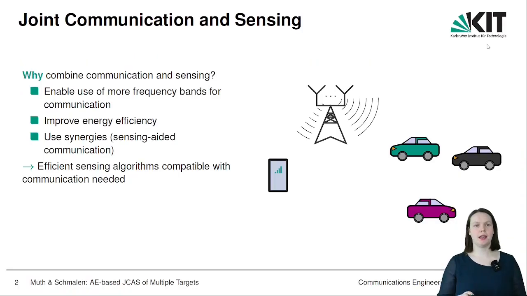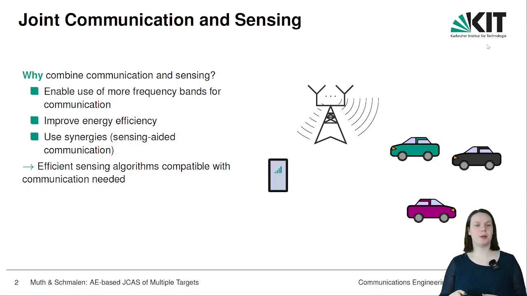To start, I'd like to talk about why combining communication and sensing is useful. Firstly, it enables us to use more frequency bands for communications or for sensing, so we can use cross usage or use it for both. Therefore, we improve the spectral efficiency. We can also improve the energy efficiency just because we don't need to send out more energy if our communication signal is already the one used for sensing. And then we also want to use synergies.